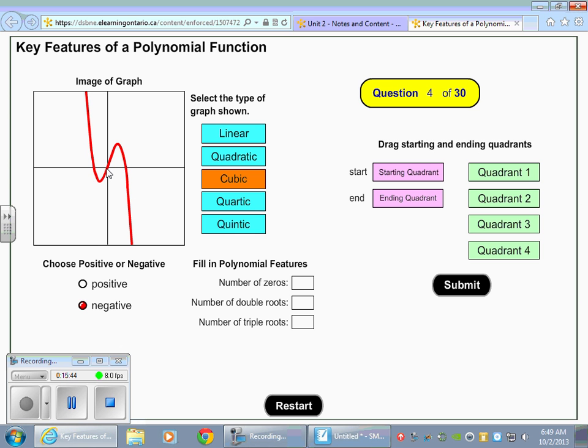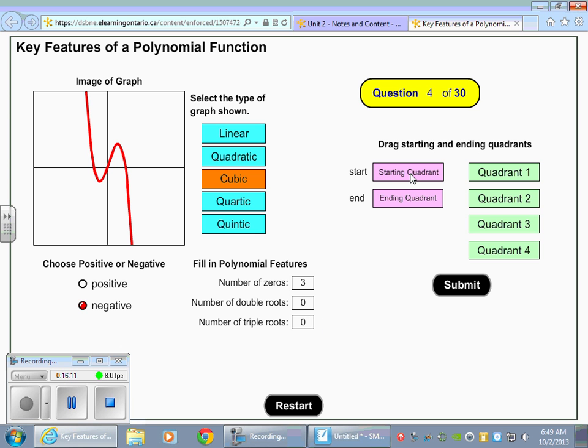I have 1, 2, 3 zeros. I have no double roots. Double roots would be things like the x squared we just talked about, where my graph would make a parabola at that specific spot on that 0. And triple roots would be spots where I pass through the 0 but make this basic cubic shape as well. There are none of those.